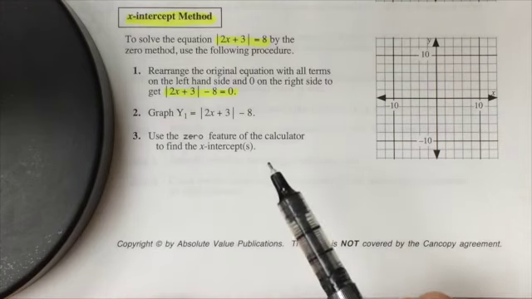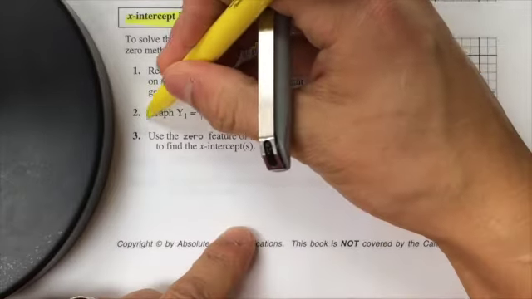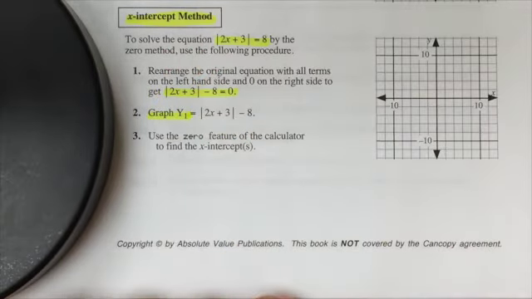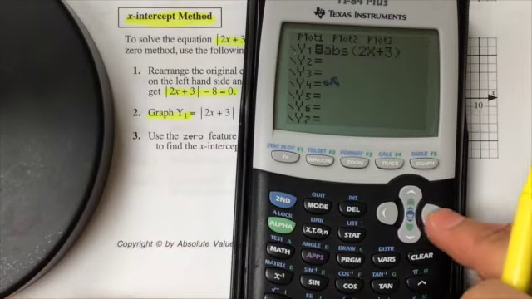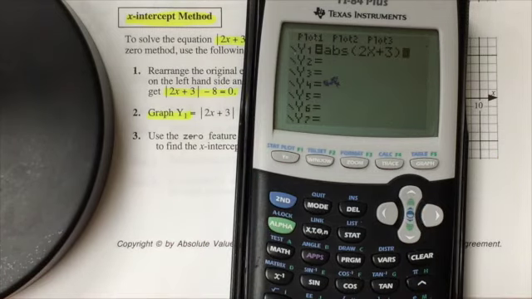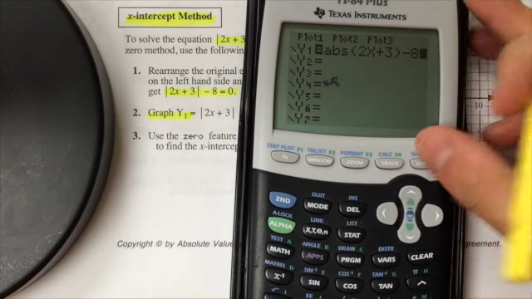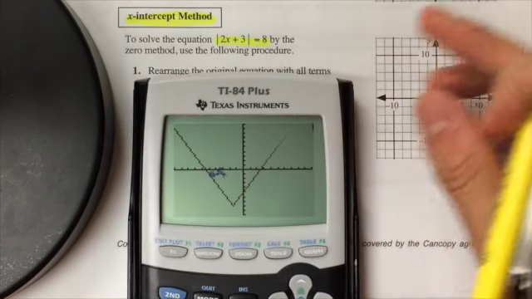And all we do is we put this equation into my y1. So I'm going to do that up here. I'm just going to leave that the same and subtract 8, and we're going to graph that.